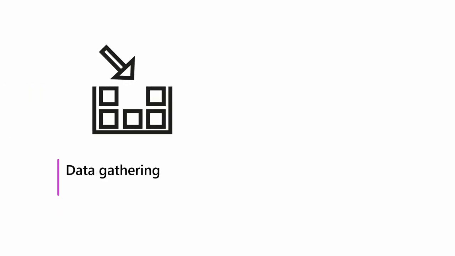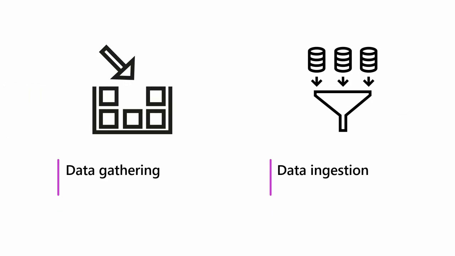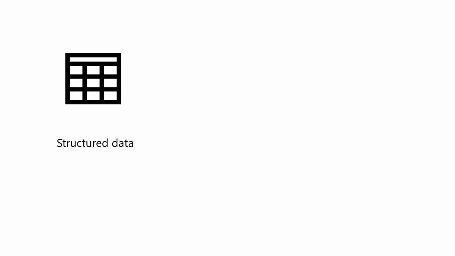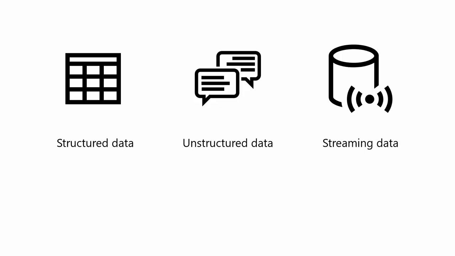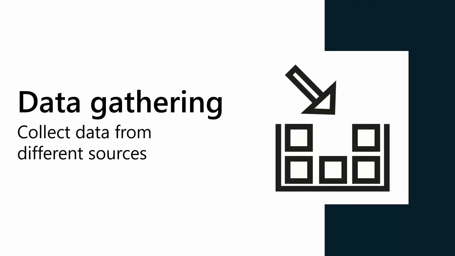Let's start by outlining data gathering and ingestion, which typically take place in the extract step of the ETL process. Data can come from a variety of sources, such as structured data from spreadsheets or databases, unstructured data from text files or social media posts, and streaming data from real-time data transmissions, such as webcams or satellite navigation systems. Data gathering involves collecting or acquiring data from these different sources.